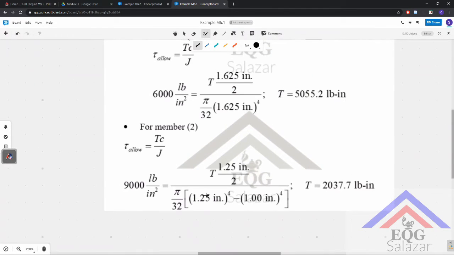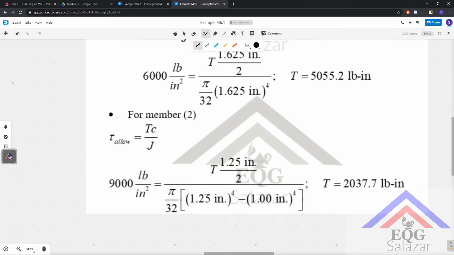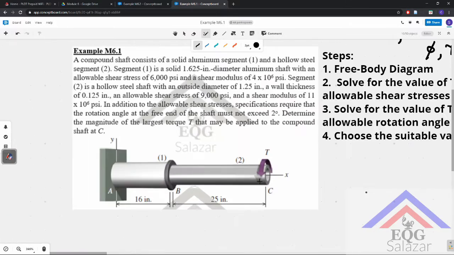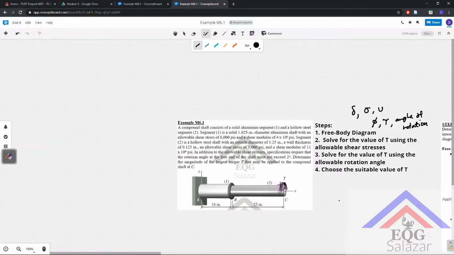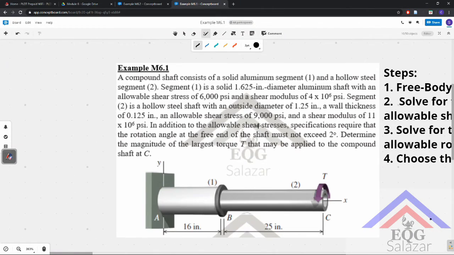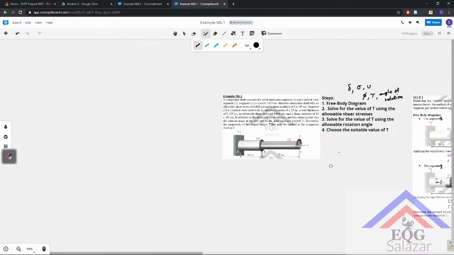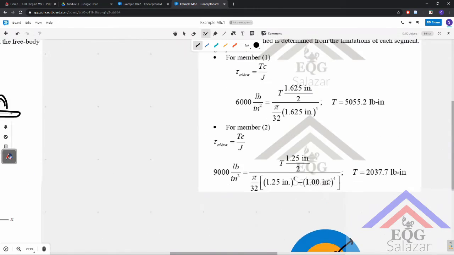And the same goes for member 2. Now, recall that member 2 is a hollow steel section. It's written here with a wall thickness of 0.125 and an outside diameter of 1.25.